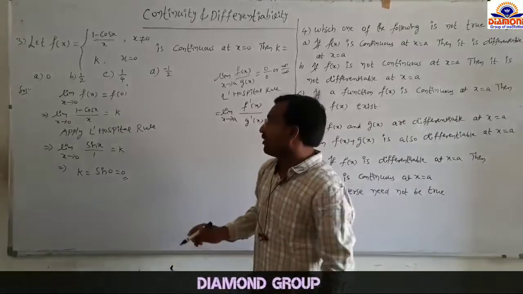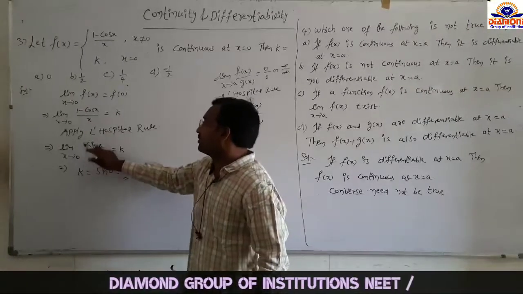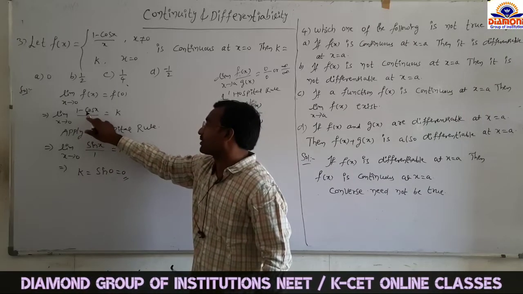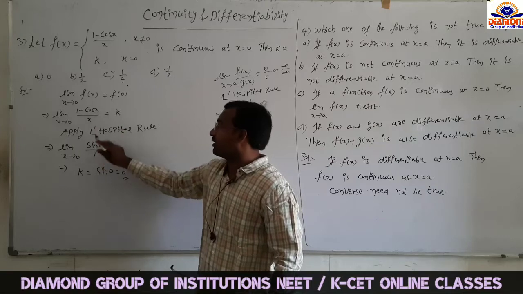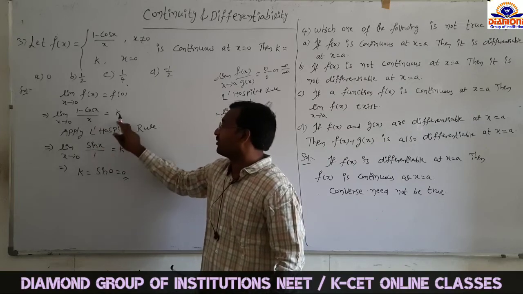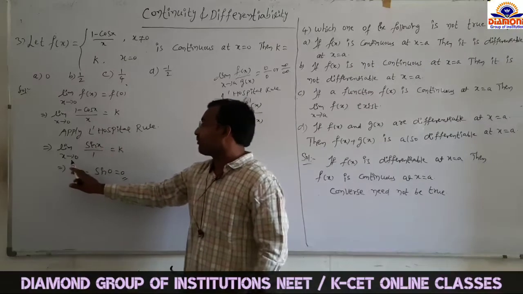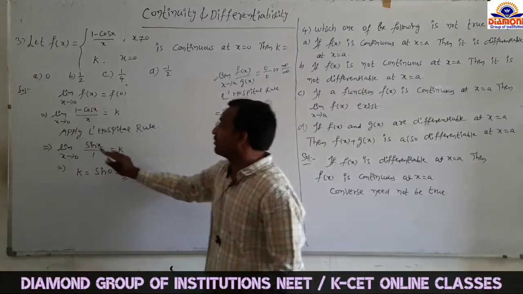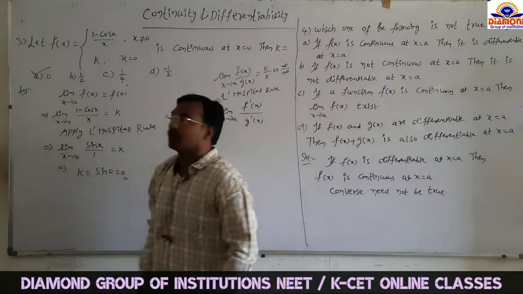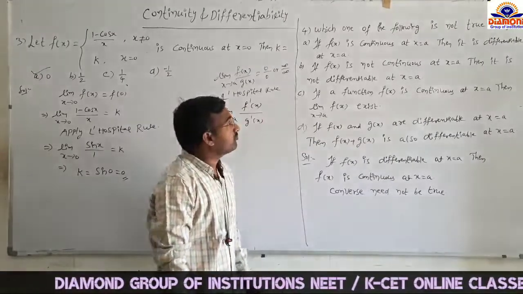So what do you get here? Limit x tends to 0. The derivative of 1 is 0, the derivative of minus cos x is plus sin x, so sin x by the derivative of x, which is 1, equal to k. So if you apply the limit x is 0, sin 0 is 0. That's why k value is 0. So option is A. Next problem.